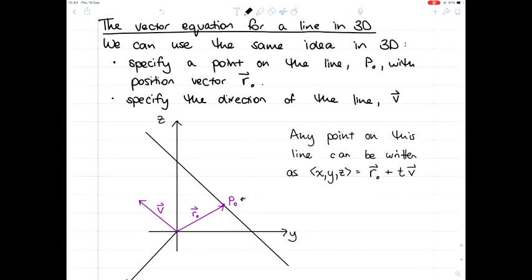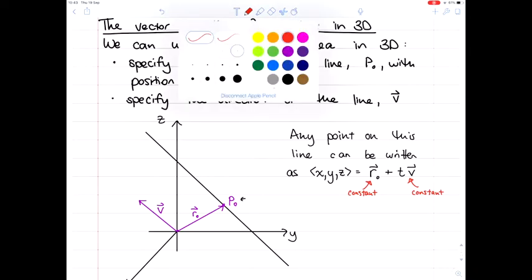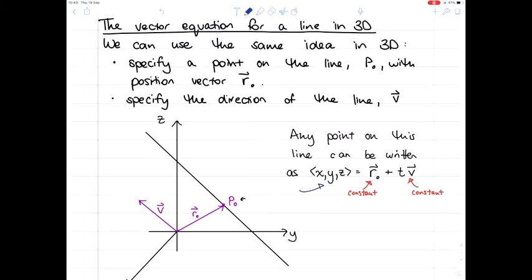So let's just be clear here. This R0 is a constant. It's the position vector of some point on the line. This v over here is also constant. It works like the slope, but it's the direction. And the things that vary are the values of x, y, and z, the coordinates of points on the line, and the scalar value t.